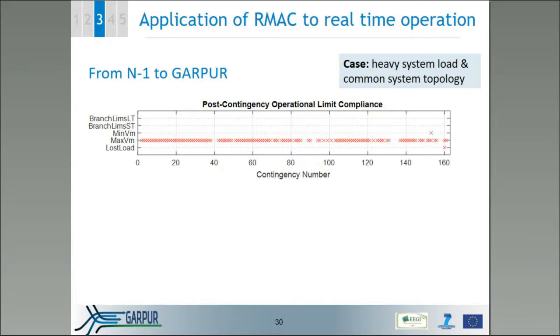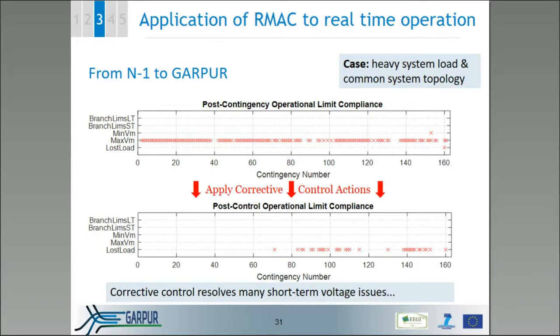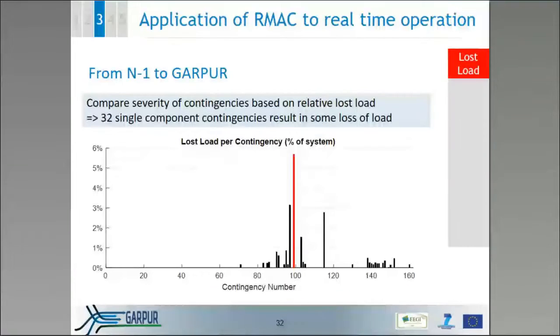In such a case, we have a number of voltage issues, which when applying corrective control, most N-1 contingencies result in a fine operating state and a few result in some potential load shedding. This is what we would expect from a typical N-1 contingency analysis. If we rank these contingencies based on the expected loss load, we find that a particular contingency, number 99, seems more severe than the rest of the contingencies.